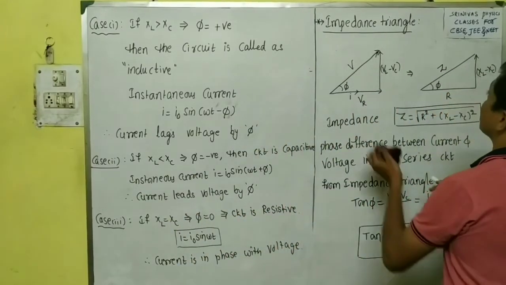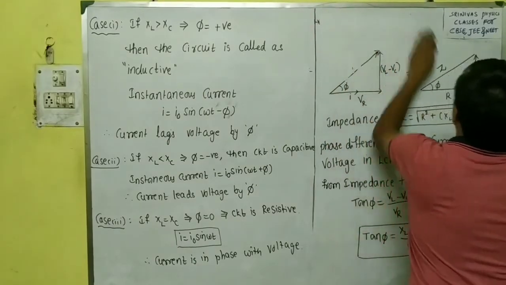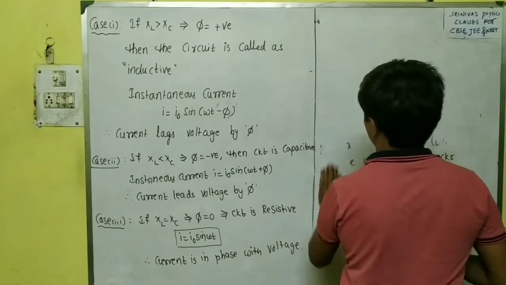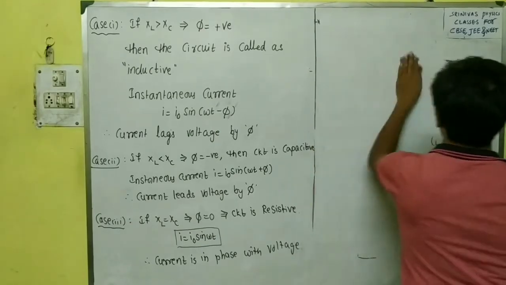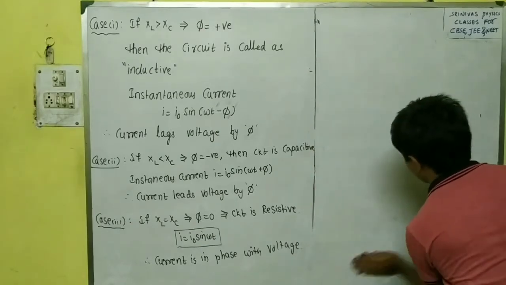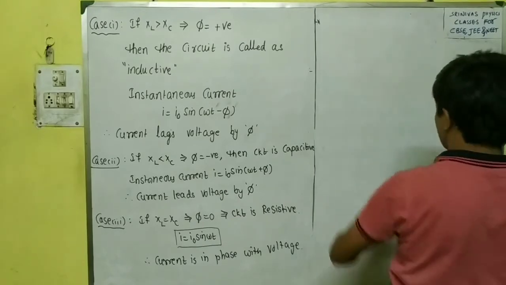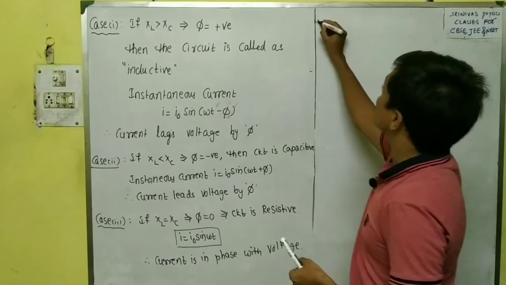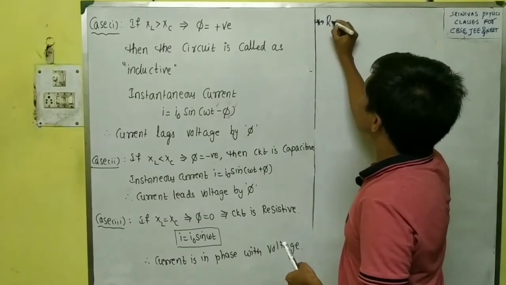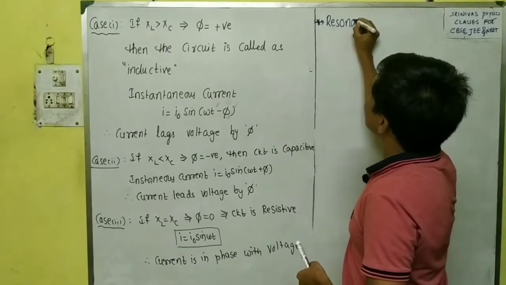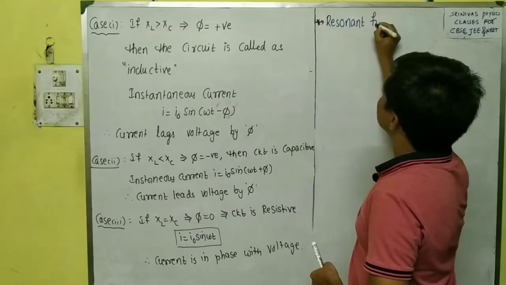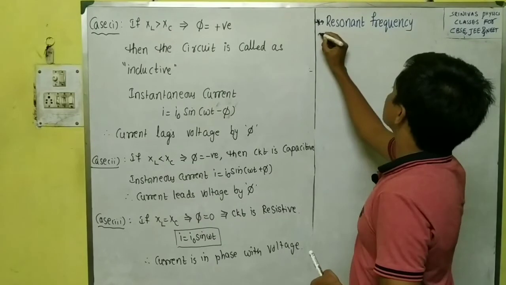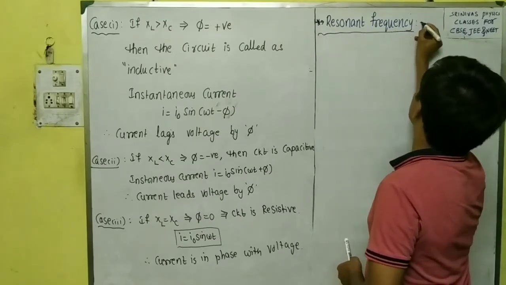Okay, right. And the next important point I am going to explain is the resonant circuit. What is the condition for resonance in the LCR circuit? I am going to derive the formula for the resonant frequency in the LCR circuit.